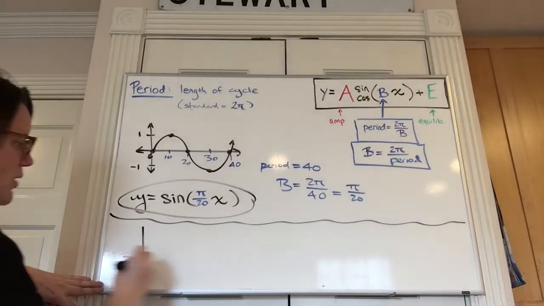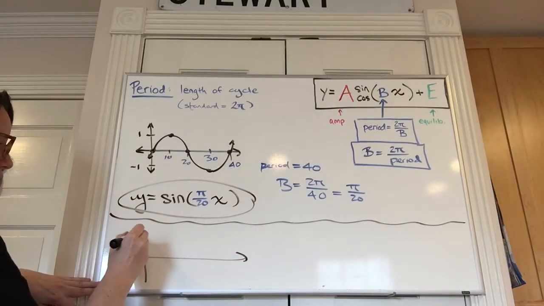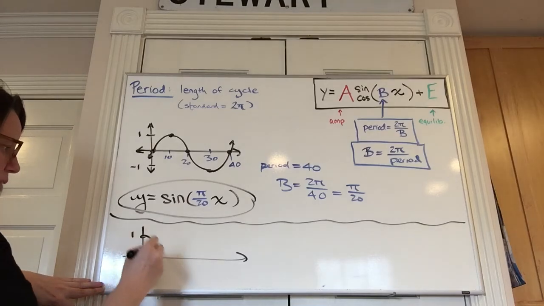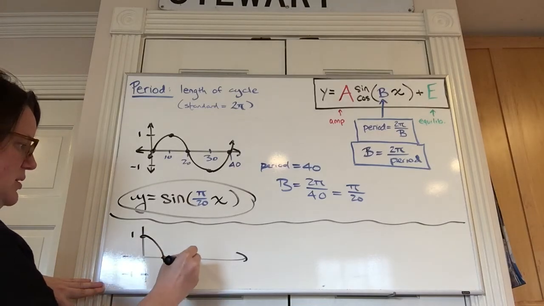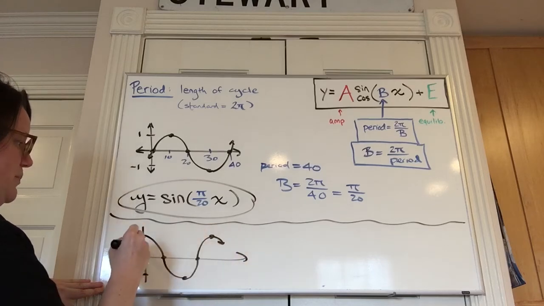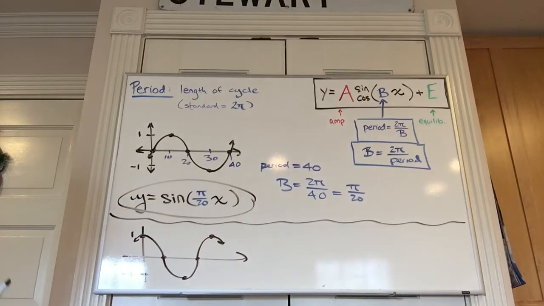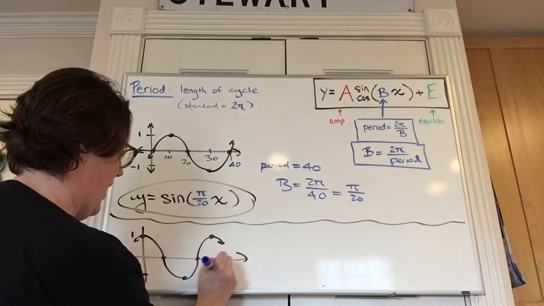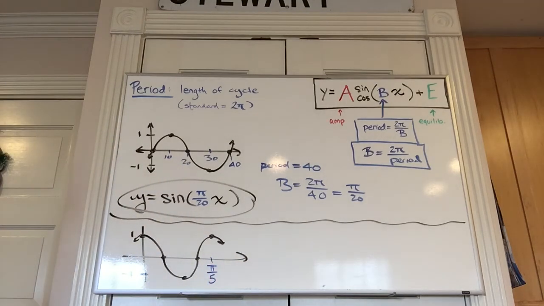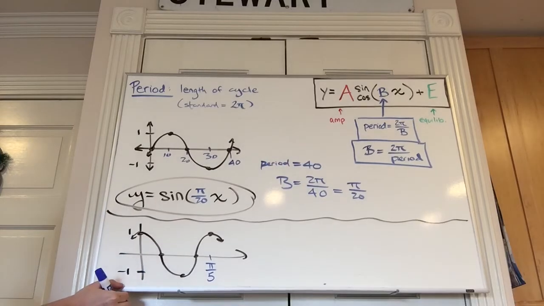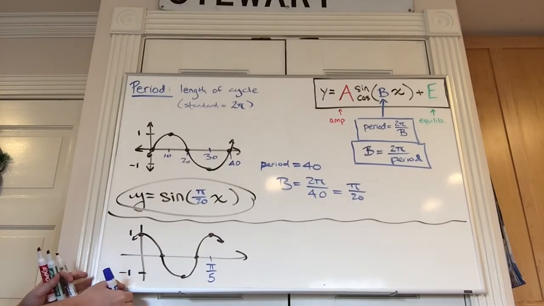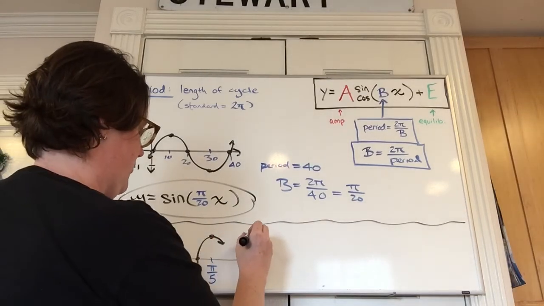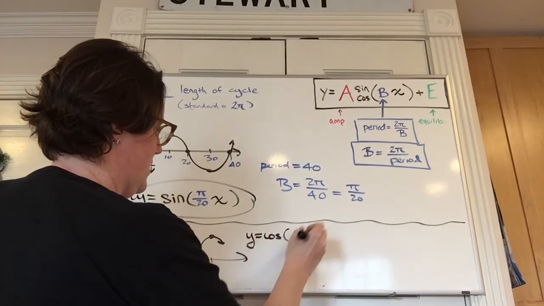I can give you a totally different looking one. Let's say I gave you a graph. Again, we're just going to have a standard sort of amplitude and equilibrium. Let's say you had a graph that looked like this. And I told you that the period of this graph was pi over 5. That's how long it takes to complete a full cycle. Because I just have my standard equilibrium and amplitude, I think this is just a standard cosine graph. Y equals the cosine of something.